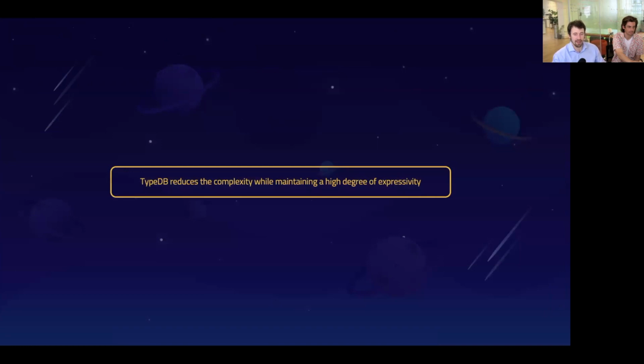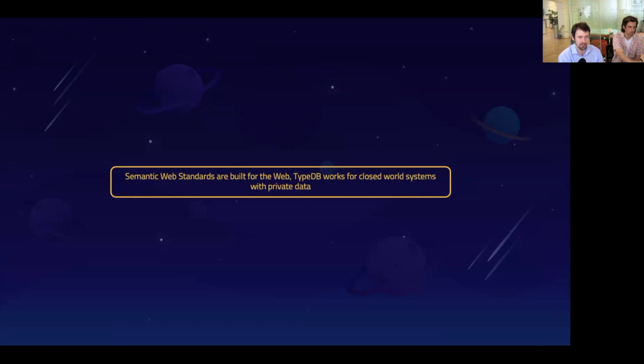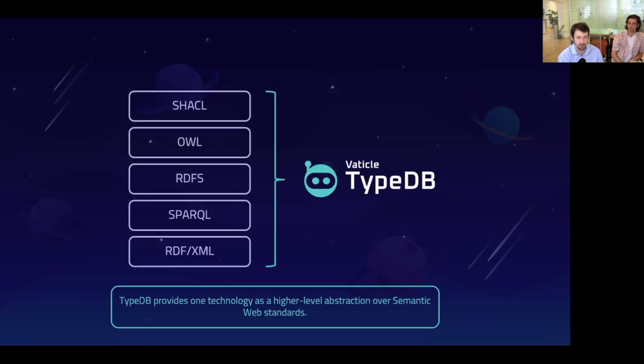So to take a step back, because we've looked at it quite a lot, in short, we say that TypeDB reduces the complexity while maintaining a high level of expressivity. We provide a higher level of abstraction for working with complex data. And ultimately, when we look at the semantic web, as the name suggests, semantic web standards are built for the web, whereas TypeDB works for closed world systems with private data.